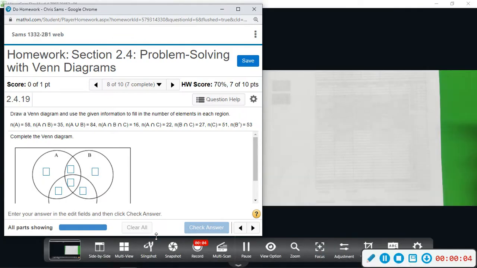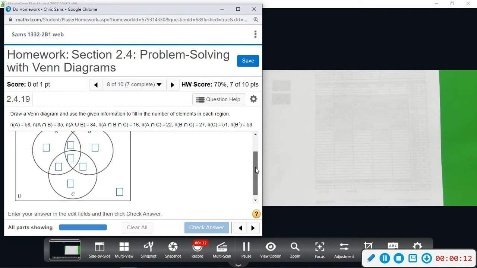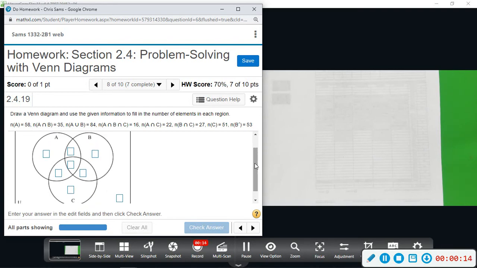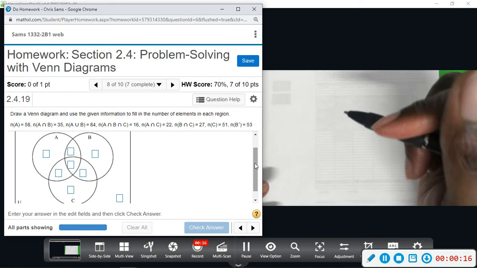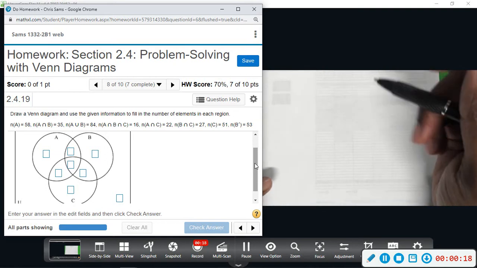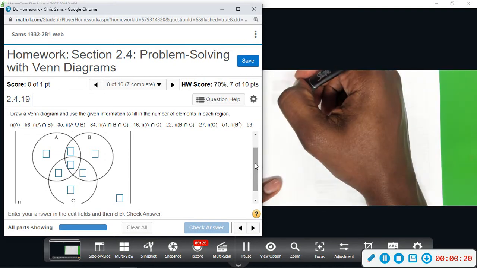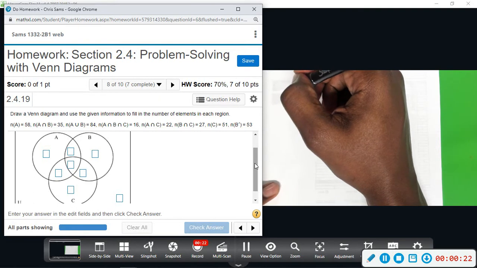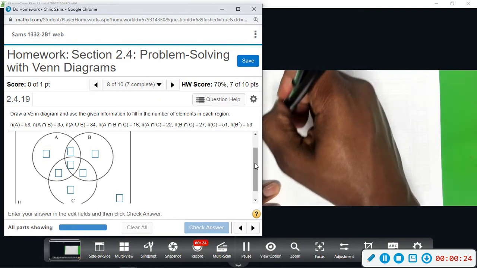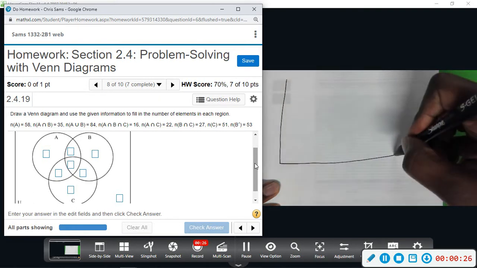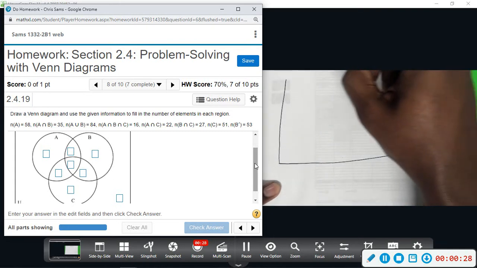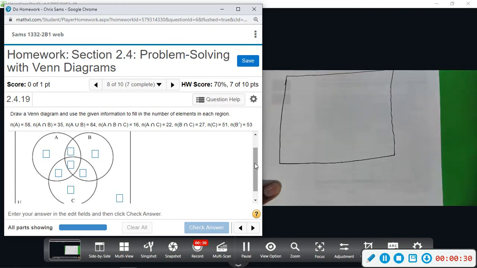Number 8, this one we have a Venn diagram with 3 overlapping circles, so this one will be a little bit more of a challenge. And we want to fill in each of the respective portions with the number of elements. So I'm going to try to draw this big enough and get everything on there.